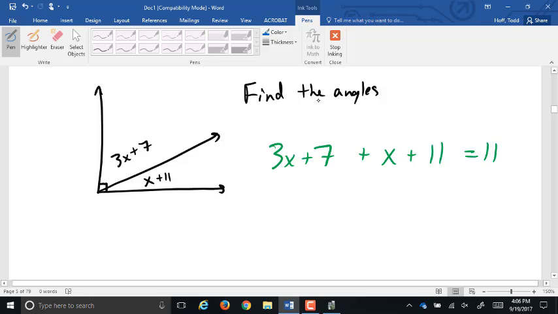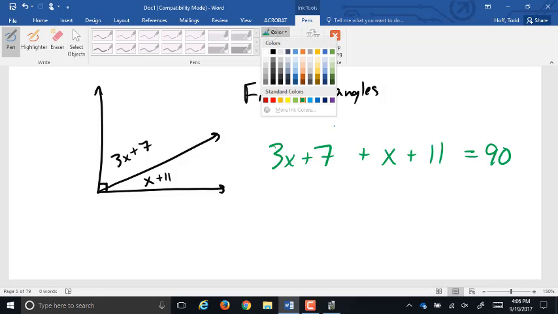Not everybody at once. Oops, that should be a 90 there, shouldn't it? Just a second, let me put the hamster back on the wheel.